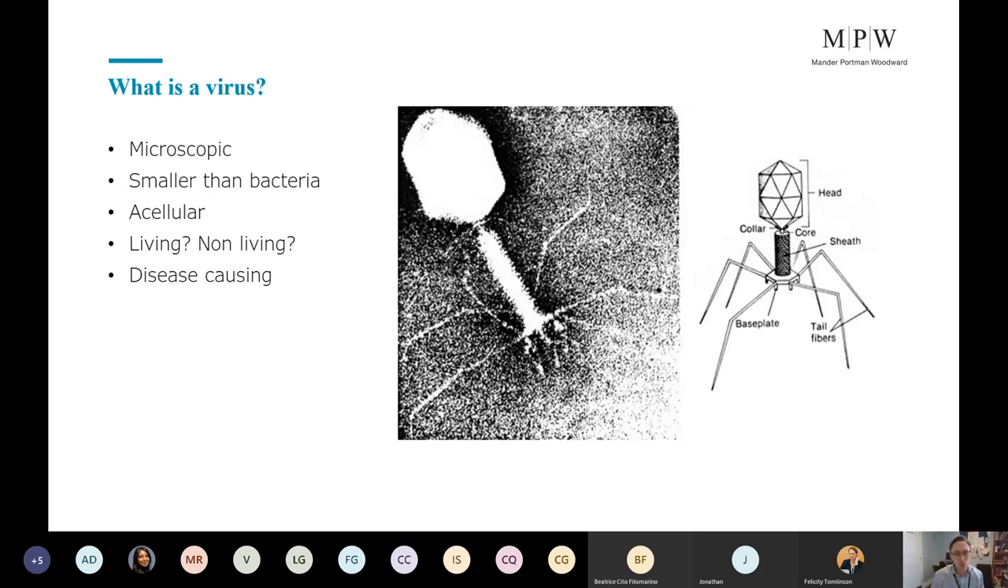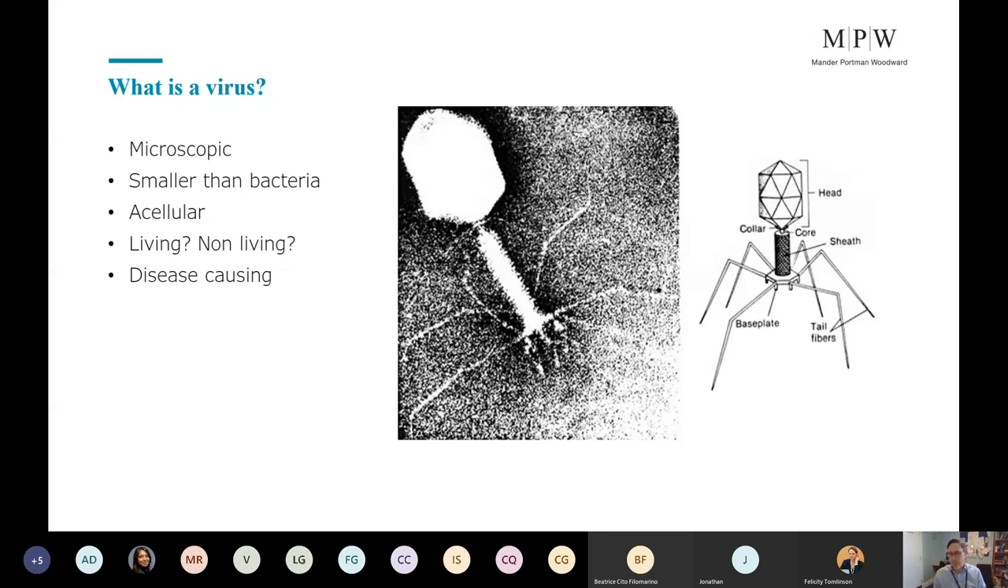The T4 bacteriophage is my favorite because it has this remarkably odd structure that we can see here. On the left, we can see a micrograph of one, and on the right, a diagrammatic representation. I don't know if any of you watched the SpaceX launch at the weekend, but the structure of this virus makes me think of some sort of spaceship or moon lander. So this is a really interesting virus.